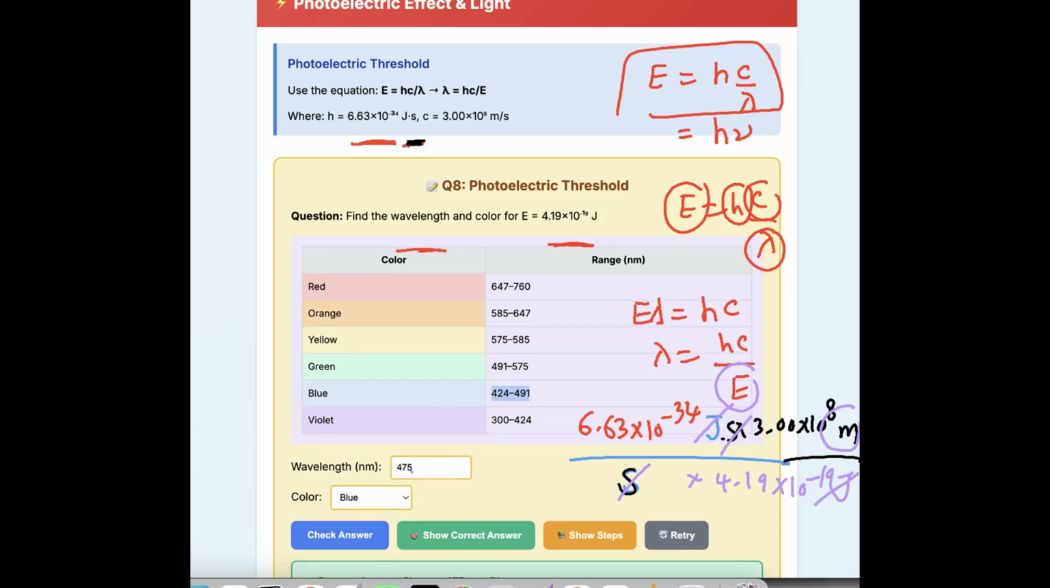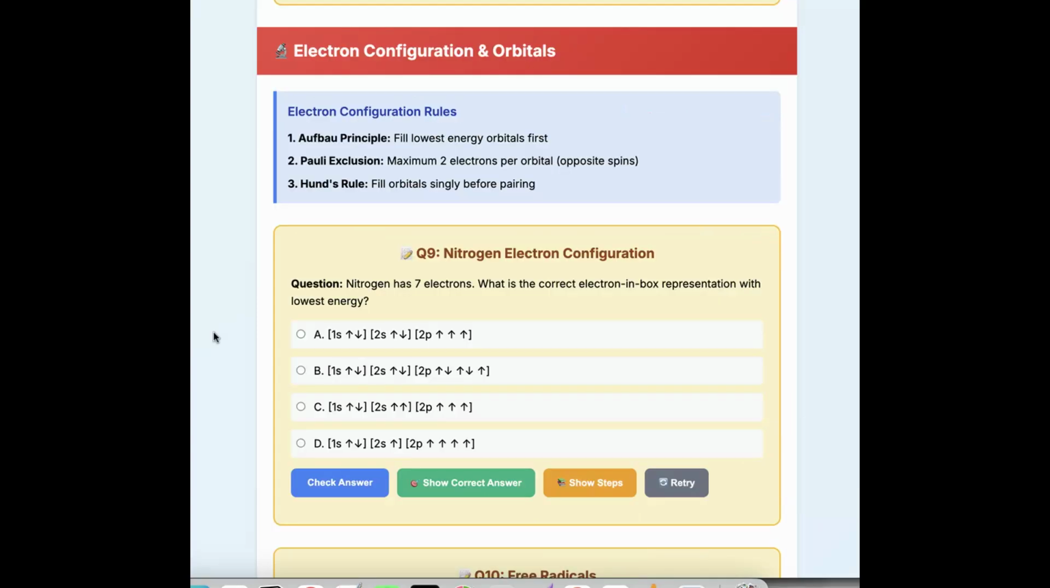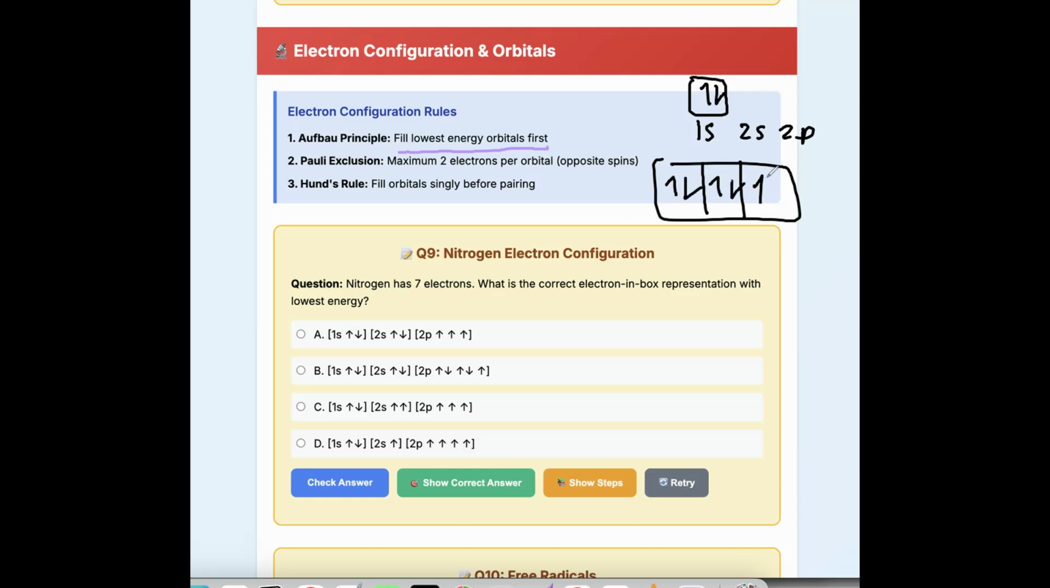Question number 9. I need to find the electronic configuration. Don't forget the basics: the Aufbau principle tells me to fill the lowest energy orbitals first, so you have to fill 1s, 2s, 2p, and so on. Maximum 2 electrons per orbital, and they have to have opposite spin. Hund's rule tells us to fill the orbitals singly before pairing. So if you have 3 orbitals in the p subshell, fill one here first, then one here, then one here. If you have more electrons, you can go and fill the other ones.